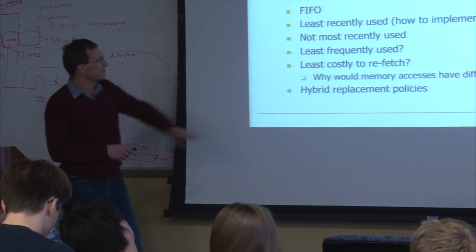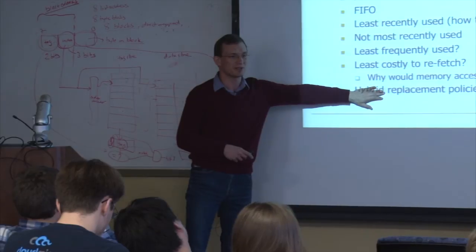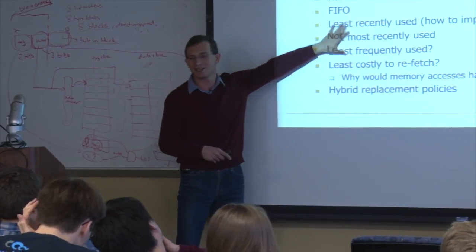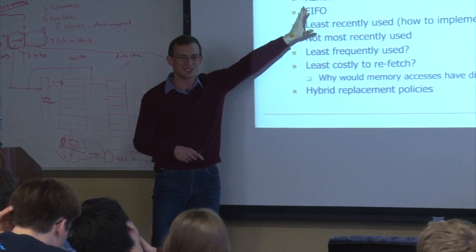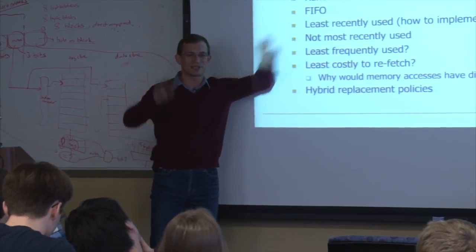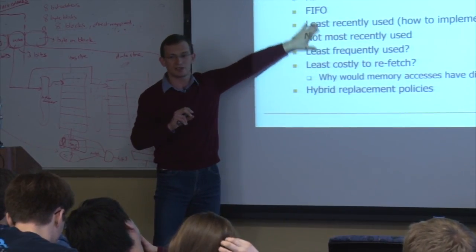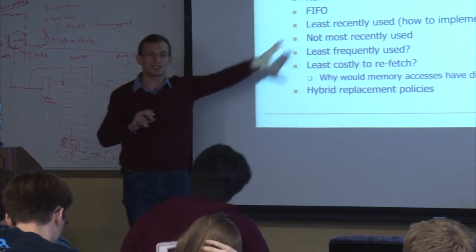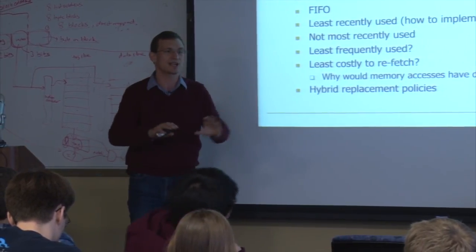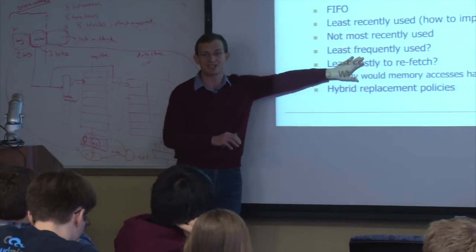People have developed hybrid replacement policies also. Maybe you have a hybrid of random and LRU. So think about the hybrid branch predictors. They use a local branch predictor and a global branch predictor. Well, you could do the same thing for replacement policies, because some replacement policies are better for some access patterns and other replacement policies are better for other access patterns.